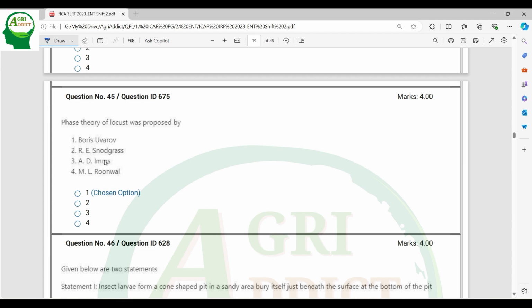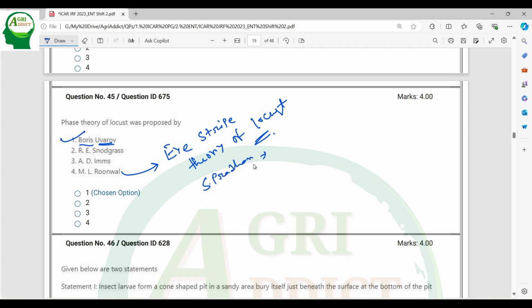Phase theory of locust was proposed by Boris Uvarov. Uvarov was from Russia, and he first proposed the phase theory of locust, with various phases like gregarious phase and solitary phase. This is the phase theory. And what is the role of Faure? Faure mainly gave the eye stripe theory of locust. Okay, and Dr. S. Pradhan is also there. He has given the biotic theory, periodicity of locust cycle, etc.